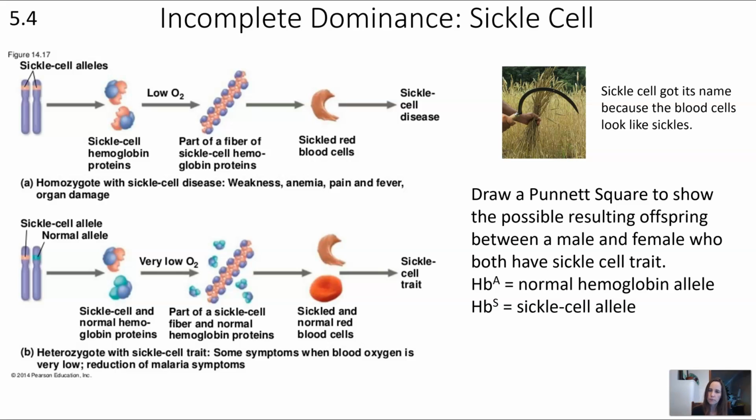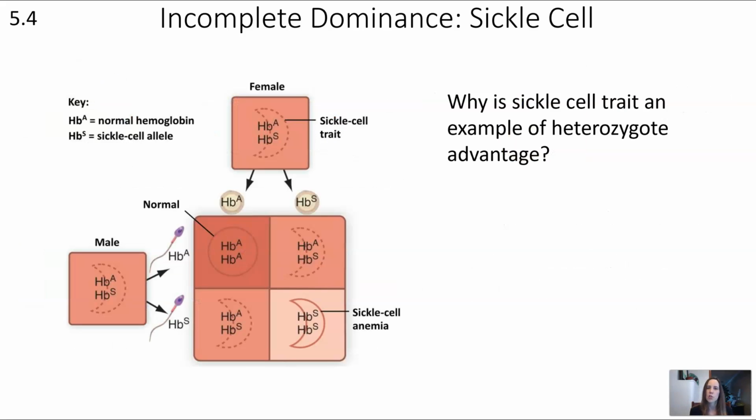What I'd like you to do as practice is to draw a Punnett square showing the possible resulting offspring between a male and female who both have sickle cell trait. And to use in your Punnett square, since there's not a simple dominance recessive, we don't want to use capital and lowercase letters. So the common representation for the normal hemoglobin allele is Hb superscript A, and for sickle cell it's Hb superscript S. So see if you can try out a Punnett square. So when you do the Punnett square with two individuals that both have sickle cell trait, you'll find that a quarter of the offspring will be predicted to not have sickle cell disease or sickle cell trait.